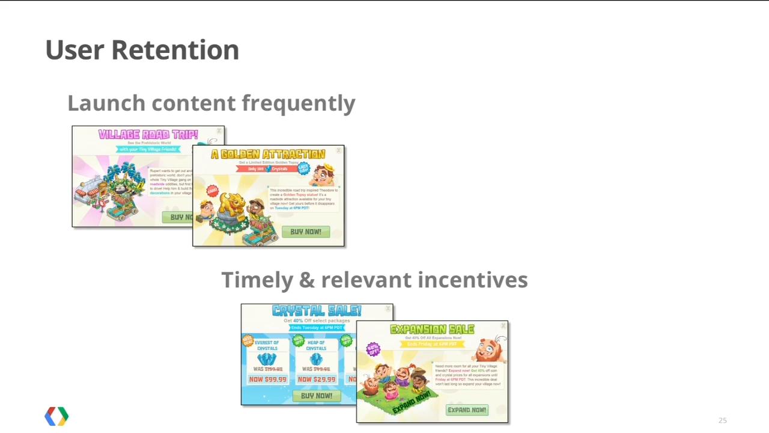Secondly, it's about timely and relevant incentives. Actually, I was playing this game myself, and as I was running out of room in my village, the next time I launched the game, it told me, hey, there's an expansion sale, 40% off, because I was actually running out of room. Now, if that happened when I just started the game, when I had acres of land or when I have lots of land, that wouldn't make sense at all. So timing it with the relevant content is very important.